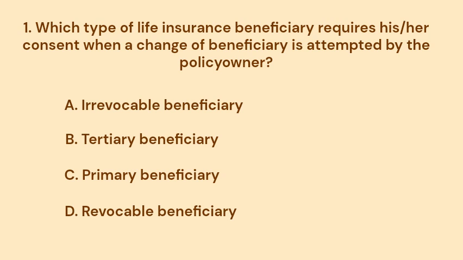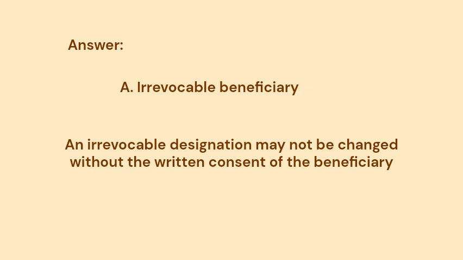1. Which type of life insurance beneficiary requires his/her consent when a change of beneficiary is attempted by the policy owner? A. Irrevocable beneficiary. B. Tertiary beneficiary. C. Primary beneficiary. D. Revocable beneficiary. Answer: A. Irrevocable beneficiary. An irrevocable designation may not be changed without the written consent of the beneficiary.